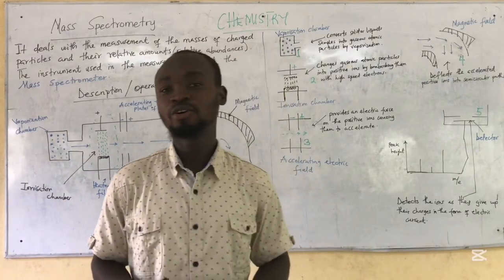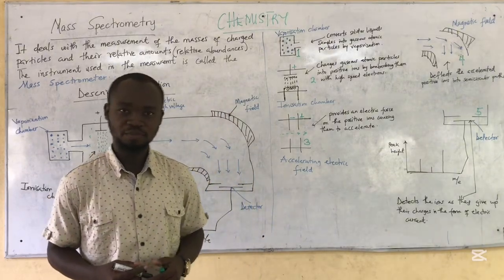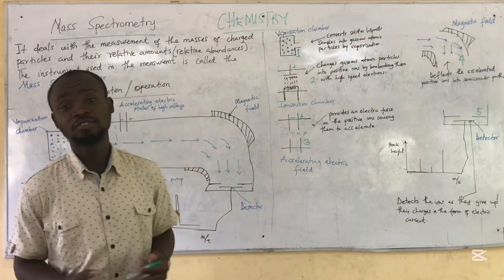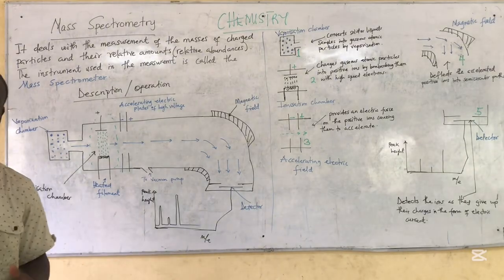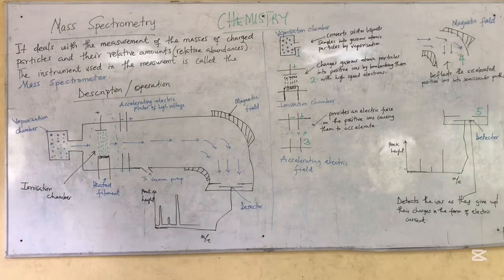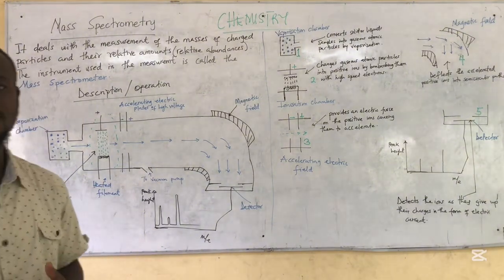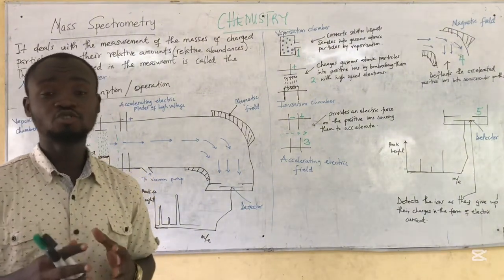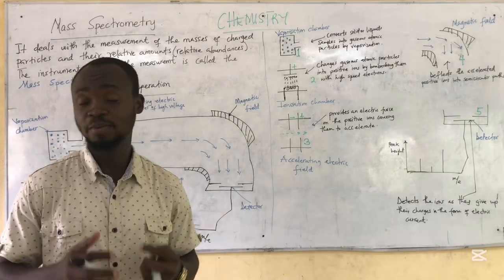In this lesson, we are going to look at mass spectrometry. Mass spectrometry involves the measurement of masses of charged particles and their relative amount, or their relative abundance in nature. The instrument used in mass spectrometry is known as the mass spectrometer.